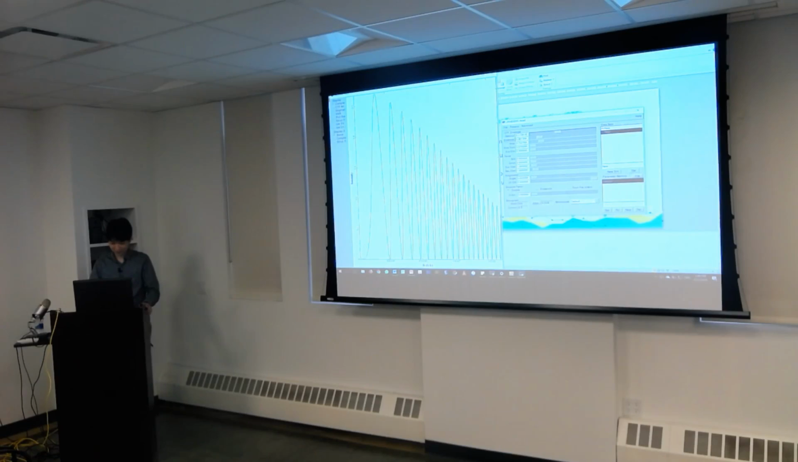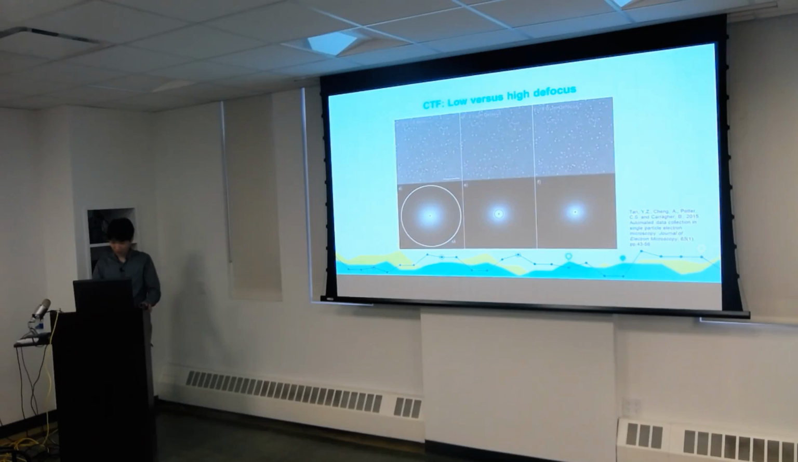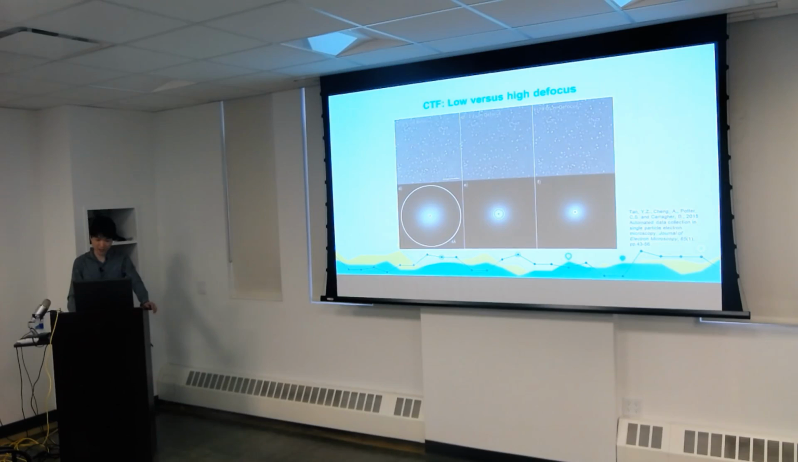So back to the PowerPoint itself. The first property I'm going to touch on is the defocus, low versus high defocus. When I played around just now, you saw that when I move to a higher defocus, I get more oscillations. And what does that mean when you look at your micrograph, for instance? Here we have negative stain samples, ribosomes actually, that go from pretty close to focus all the way up to a pretty high defocus.